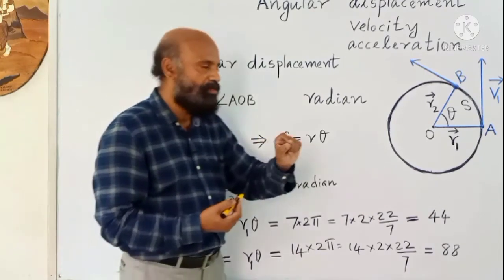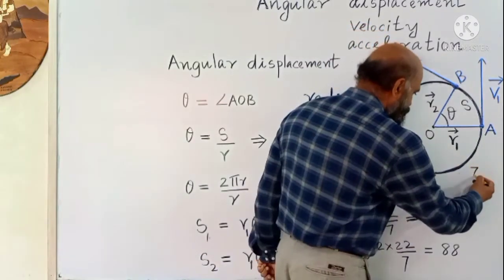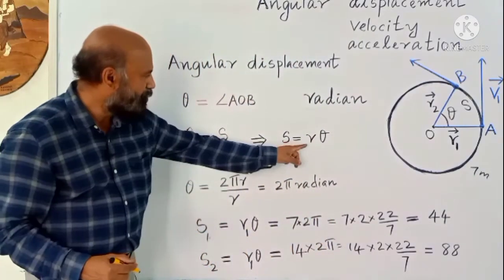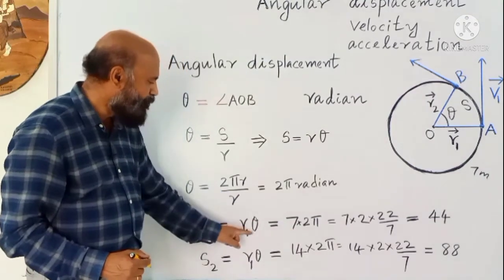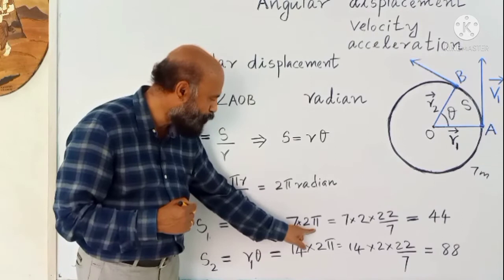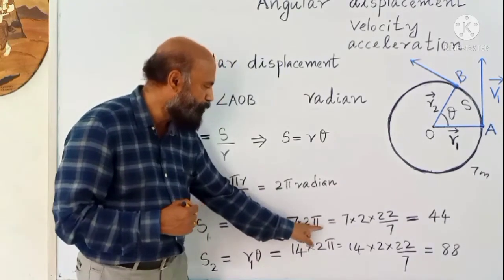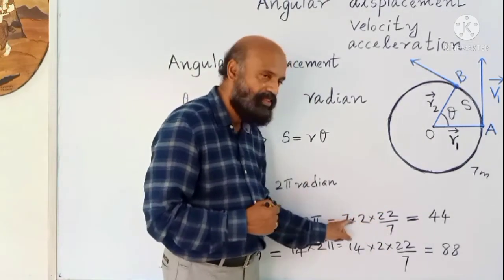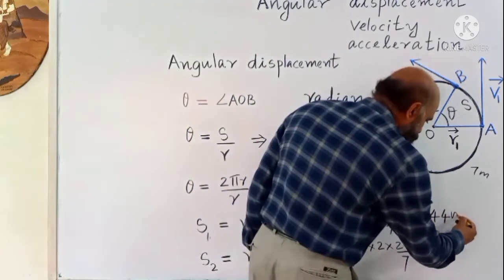Now first, suppose a boy is running in a circular path of radius 7 meter. So in this radius, you can write 7 meter. Then when he is completing the full round, angular displacement is 2 pi. So 7 into 2 pi. For pi we can substitute 22 by 7. Then the 7 will get cancelled. So 2 into 22, that is, he is completing 44 meter.